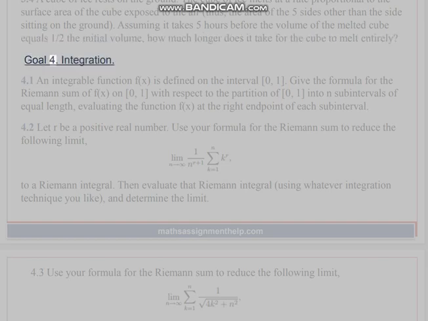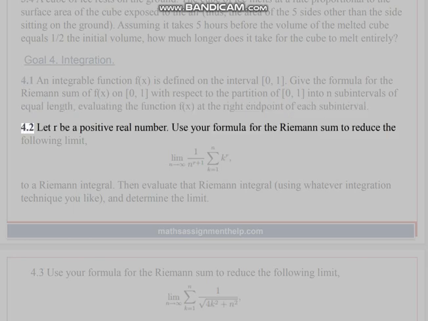Goal 4. Integration. Point 1: an integrable function f(x) is defined on the interval [0, 1]. Give the formula for the Riemann sum of f(x) on [0, 1], with respect to the partition of [0, 1] into n subintervals of equal length, evaluating the function f(x) at the right endpoint of each subinterval.